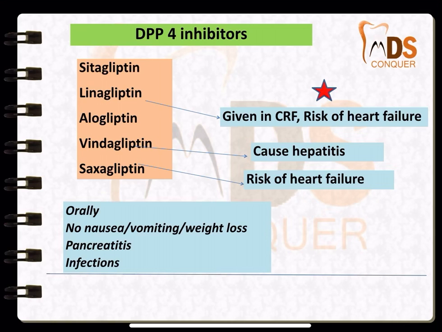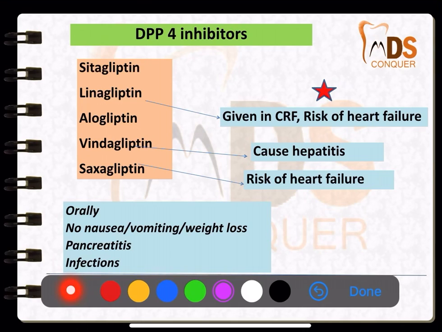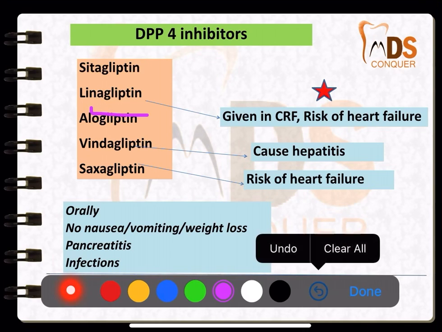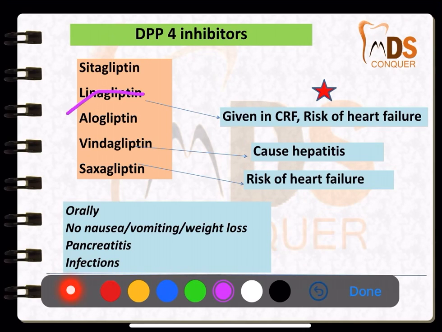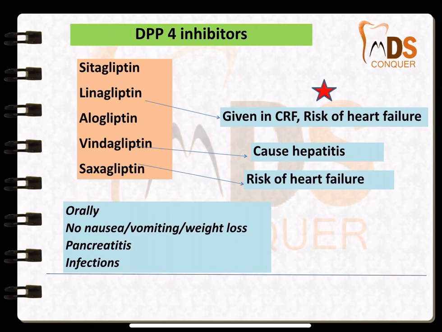Next, the DPP-4 inhibitors, where the gliptins come under that. Here linagliptin can be given in chronic renal failure, vildagliptin causes hepatitis, and saxagliptin has a risk of heart failure. These can be given orally, and there is no nausea, vomiting or weight loss. They can cause infections and pancreatitis as well.